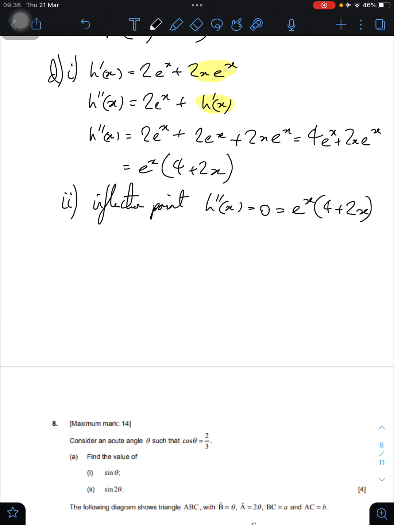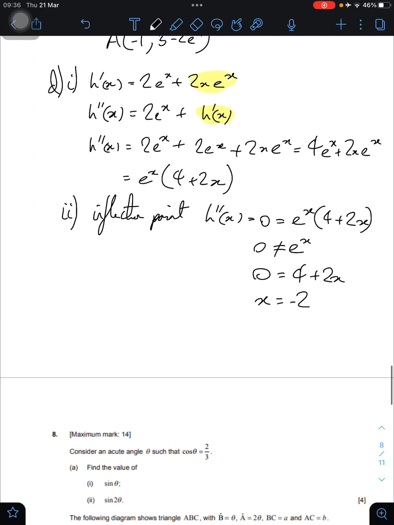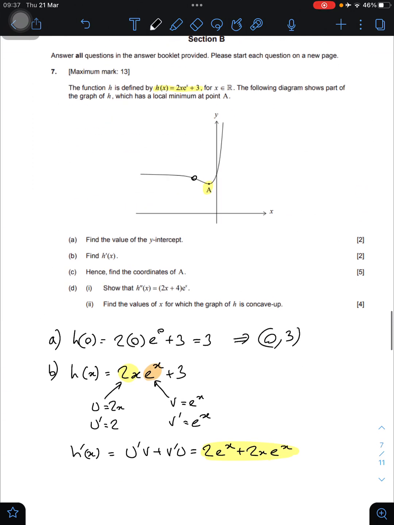And so by the same logic, e to the x cannot be equal to 0, and so therefore we've got 0 is equal to the other part, 4 plus 2x. And so therefore x would be minus 2. Well, that's the inflection point. And so the inflection point's going to be about there.